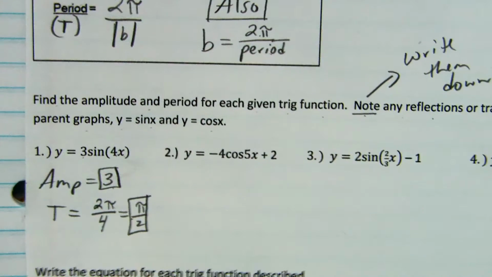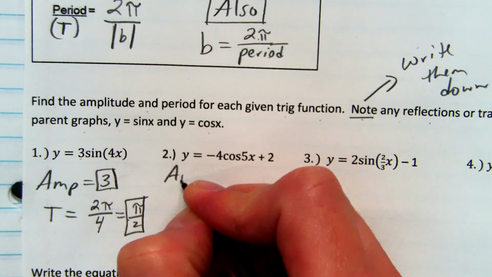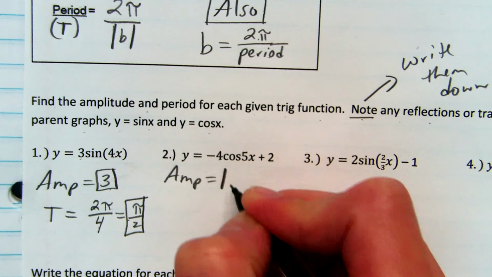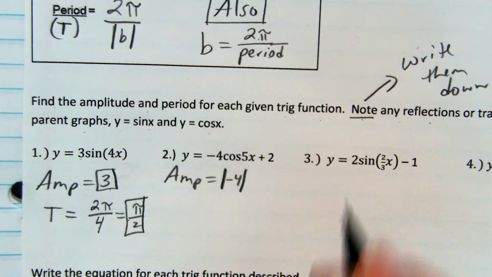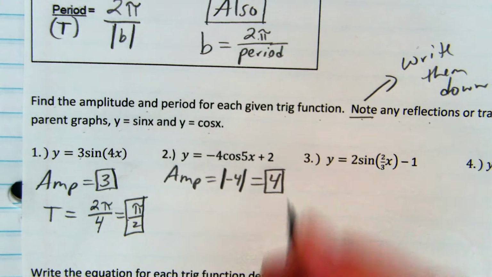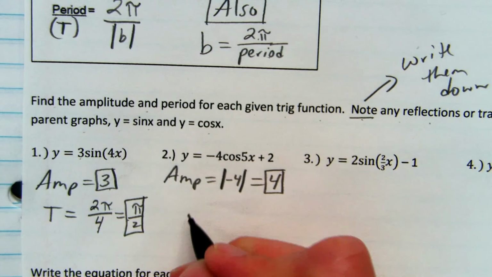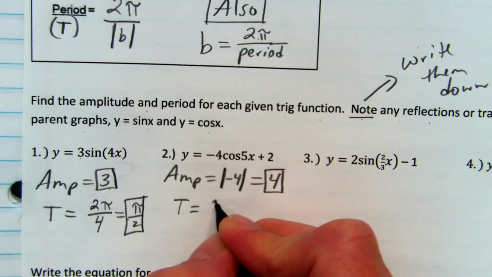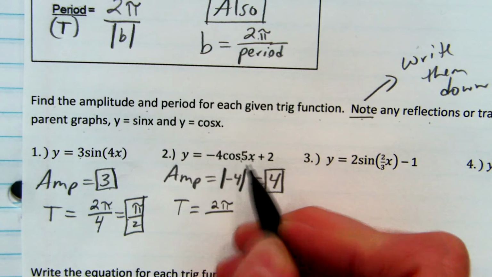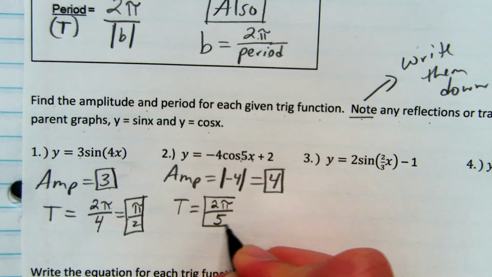Let's look at number 2. On number 2, let's start with amplitude and period, and then we'll look at other things. So I have -4 there, but the amplitude is the absolute value of -4. We just want the distance from the midline. So my actual answer is 4. You do not put a negative on amplitude ever. Then for the period, we would do 2 pi divided by the coefficient of x, which is 5. And that cannot be reduced. 2 and 5 don't reduce, so I can just leave it.